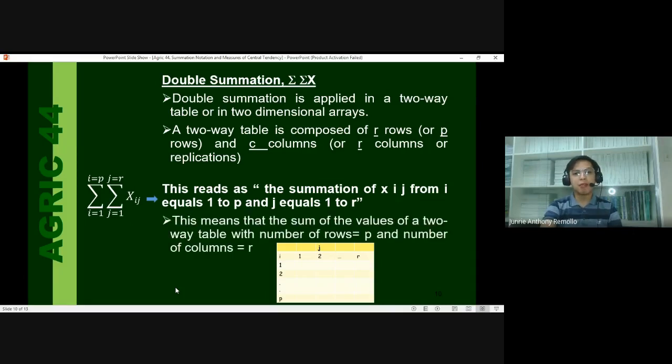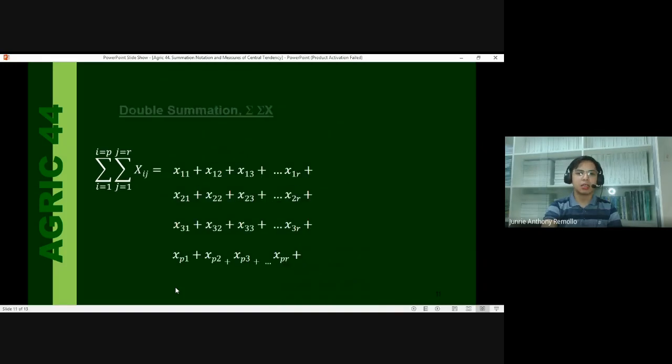This means the sum of the values of a two-way table where the number of rows is equal to P, and the number of columns is equal to R. Okay? So say for example, given this equation, the summation of xij, wherein i goes from 1 to P and j goes from 1 to R, we could come up with this formula. This can be read as x row 1 column 1 plus x row 1 column 2 plus x row 1 column 3 plus x row 1 column R. So it would depend on how many columns.